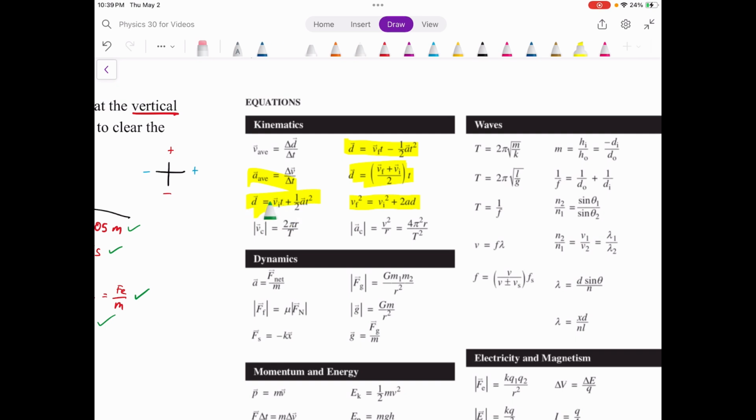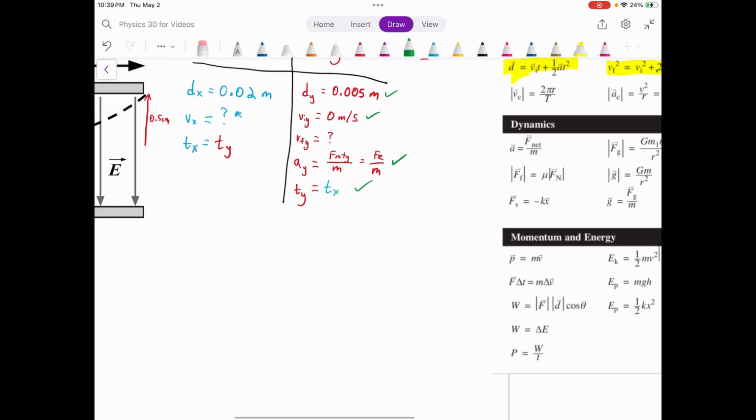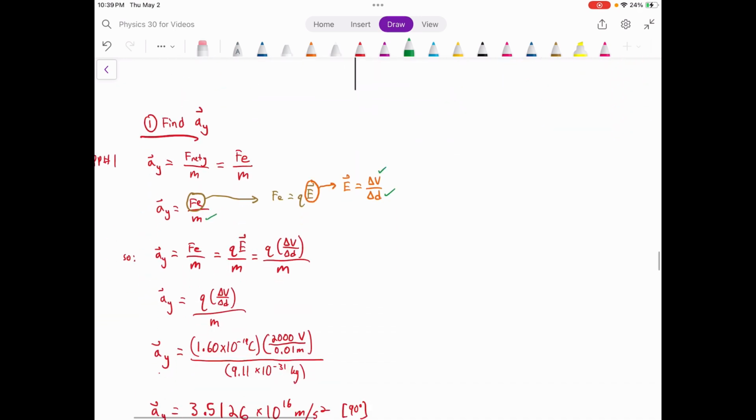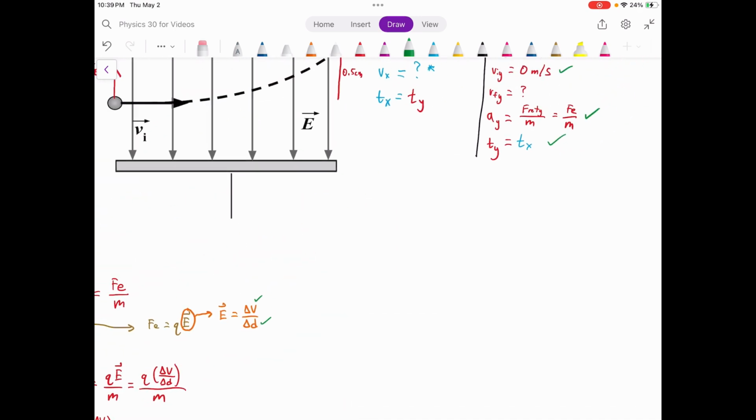We need an equation that has all of that stuff and nothing else. It needs to have t so we can find t, and then the other things it has we have to know. Couldn't use this one because we don't know v final. Couldn't use any of them because we don't know v final. That's the only one for us here. So step 2, we're going to find the time.